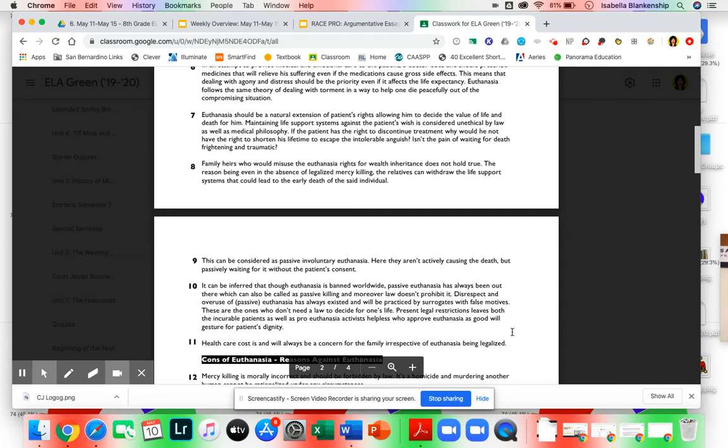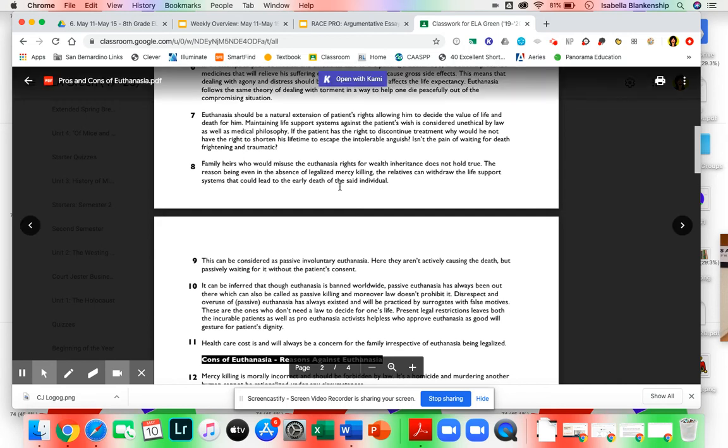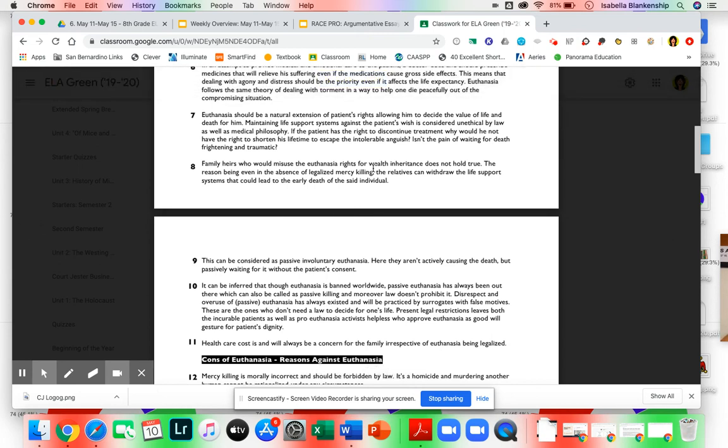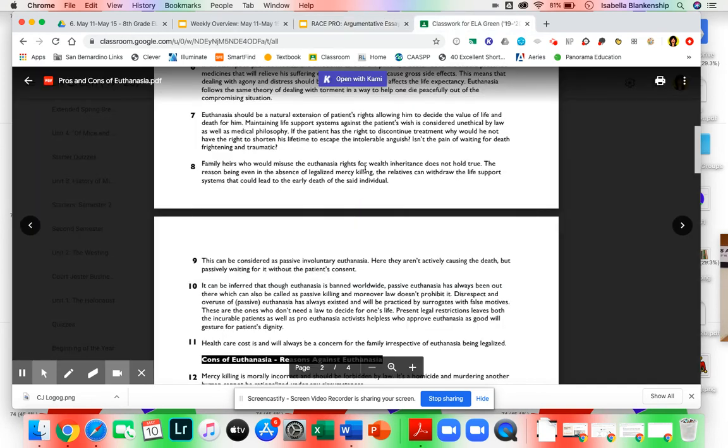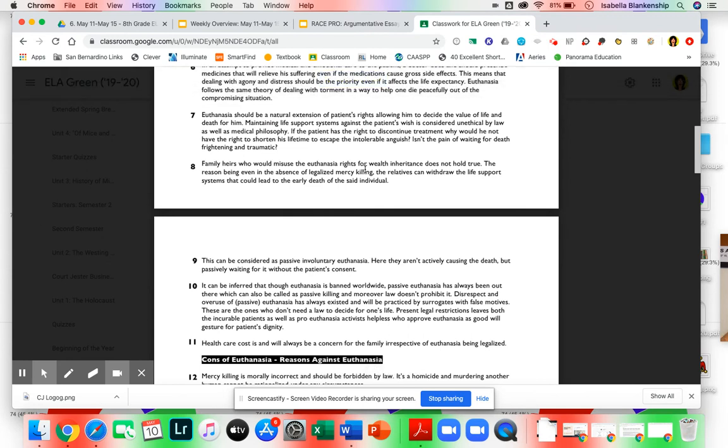So I'm going to think back which paragraphs we're talking about money or finances. Right off the bat, I remember paragraph 8 said something about wealth. Wealth has something to do with money. So if wealth has something to do with money, I need to see does this support the reason that I listed in Restate and Answer. It prevents family members and taxpayers from having to pay for expensive hospital bills. If we look back here, it doesn't say anything about hospital bills or cost. It just talks about inheritance.